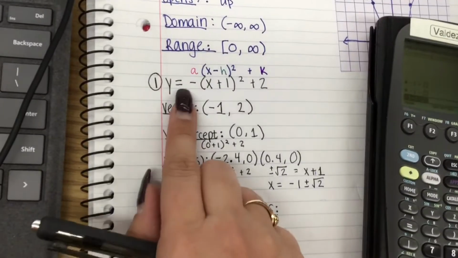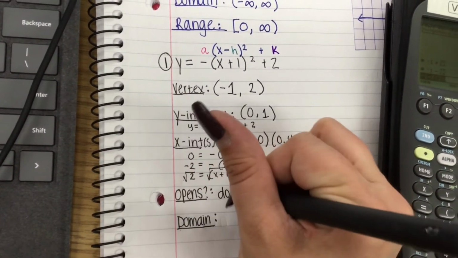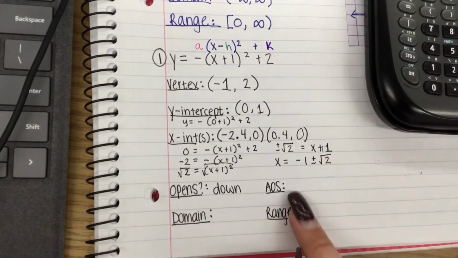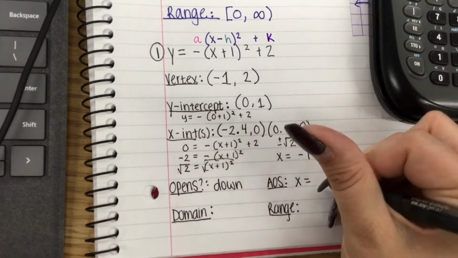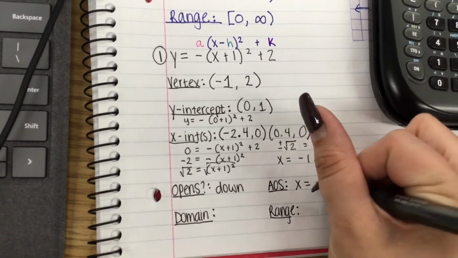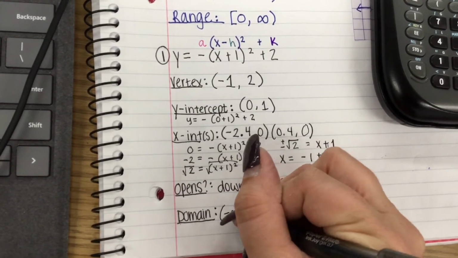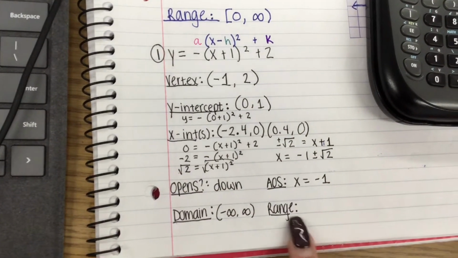I'll go ahead and finish up the rest of the key features. We know that this graph opens down because my a value is a -1. We know that the axis of symmetry is x equals the x value of my vertex, so x equals -1 here. And then we know that domain for quadratics is going to be -infinity to +infinity, and then we'll see what this looks like on a graph to figure out our range.